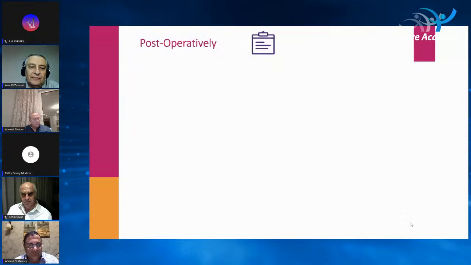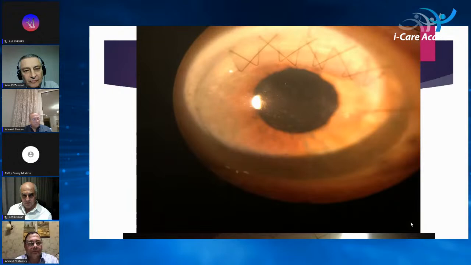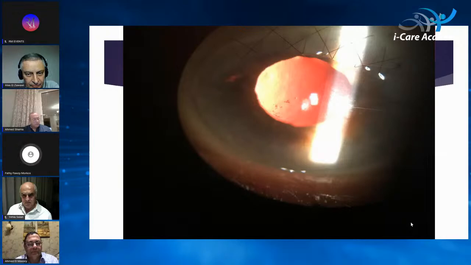Then 2 weeks later, visual acuity improved further to 0.1, with a crystal clear cornea and nice red reflex. And the question now, why was the electrophysiology poor, although the vision actually regained useful vision? And the answer was actually we did the electrophysiology under very high intraocular pressure of 65 millimeters mercury with no circulation in the retina or the optic nerve.